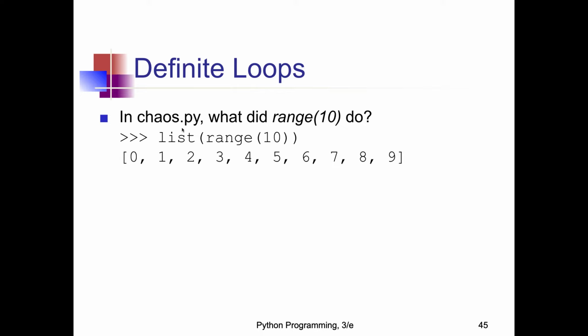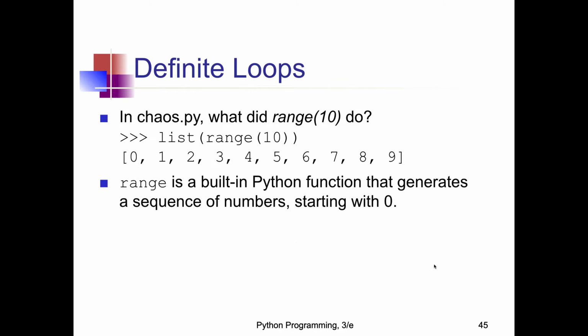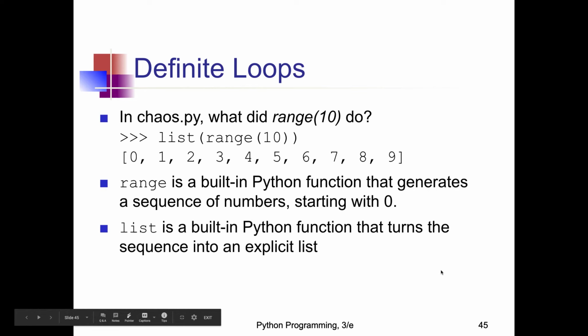Okay, so remember chaos.py. Instead of having a list, we have a range. So what does range(10) do? Range(10) actually creates a sequence from 0 to 10, but note that it doesn't include 10. It's actually 10 values, but they start from 0. So range is a built-in Python function that generates a sequence of numbers starting with 0. In this case, the body of the loop executes 10 times.